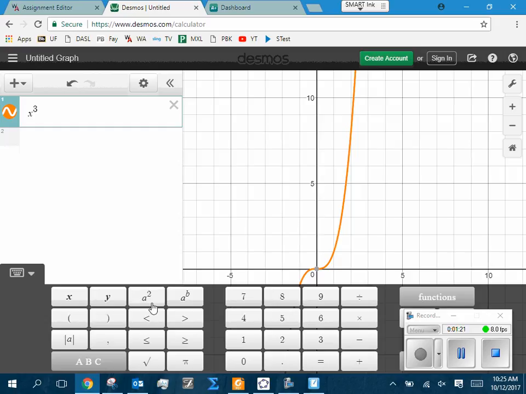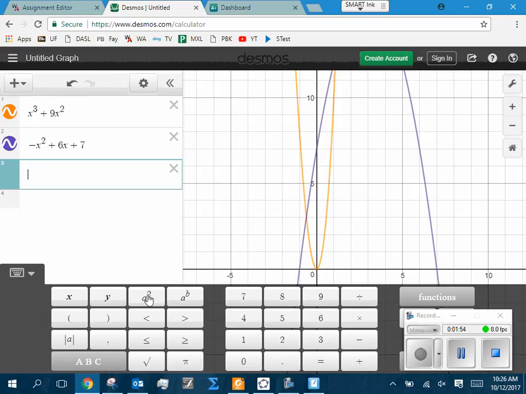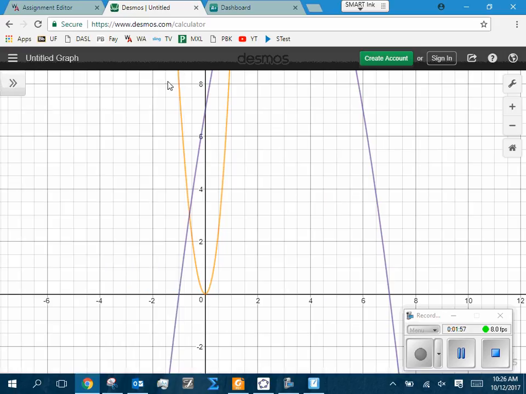Another way to do it is to actually use their predefined functions down here. They have squared, so you put squared in, but then you can hit your left directional key and it'll get you back up to the exponent. So you can delete it then and push 3 if you want to. But then I'll go plus 9x squared. Okay, and that's the cubic. And then the other one was negative x squared plus 6x plus 7. And there's the quadratic.